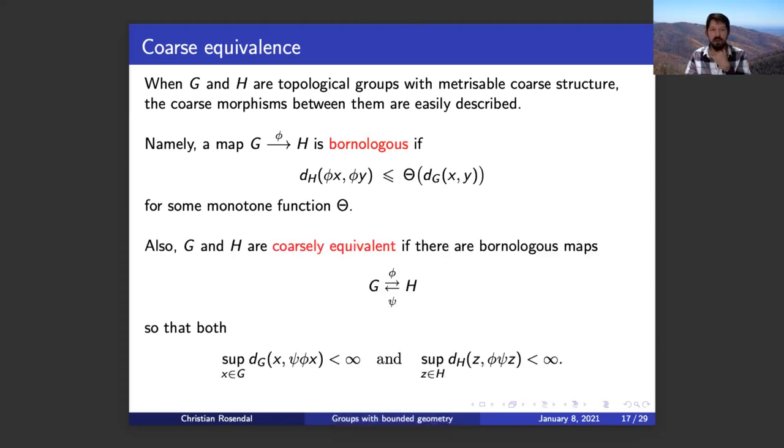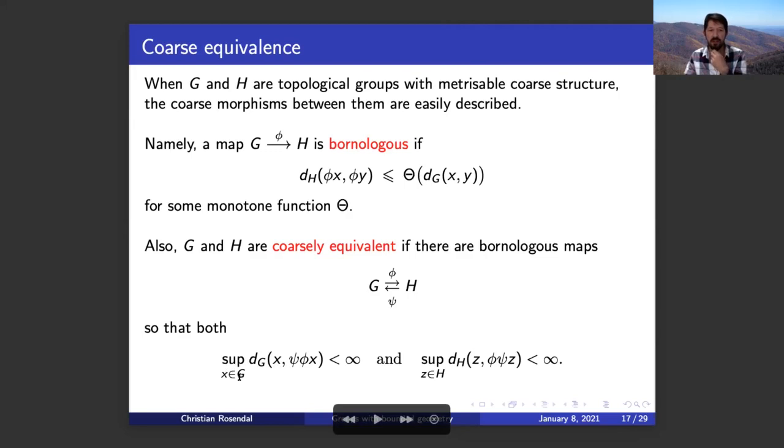And once you have the morphism, you should know what the isomorphisms are. They are defined in a similar way to homotopy equivalence. A coarse equivalence is that you then have a pair of Bornologous maps so that the compositions in the two directions don't move things too much.